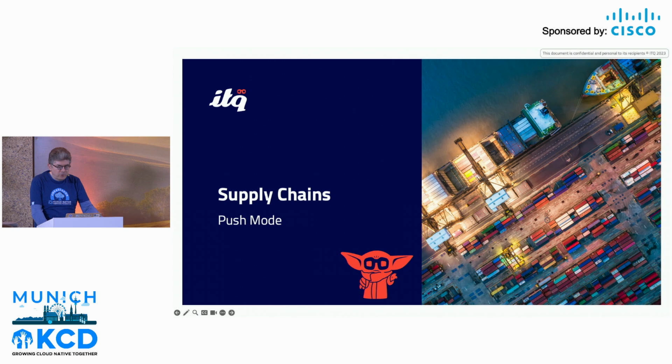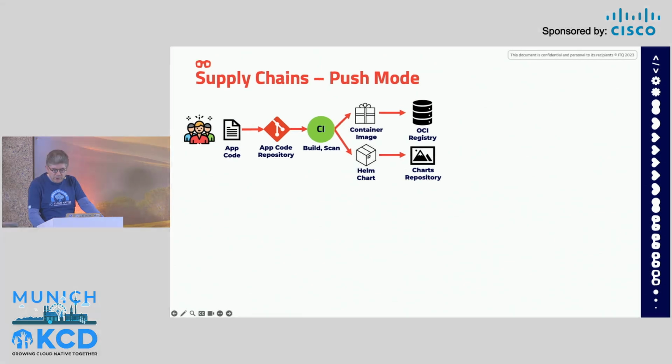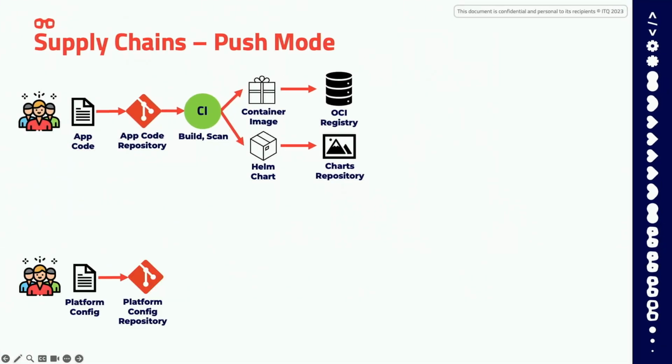So let's begin with a short introduction or reminder for those about the supply chain that were in push mode. Let's start with a typical CI pipeline. The developer developed their code, pushes to Git, creating a trigger for the CI pipeline that builds, scans, and pushes the image to the OCI registry, and then builds and pushes a dedicated Helm chart to the chart repository. So this is a basic CI pipeline for the developer.